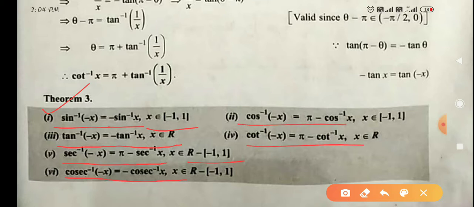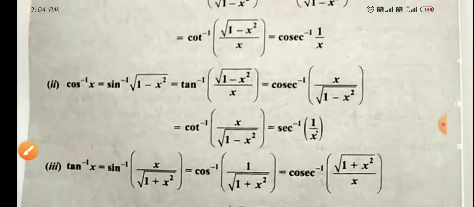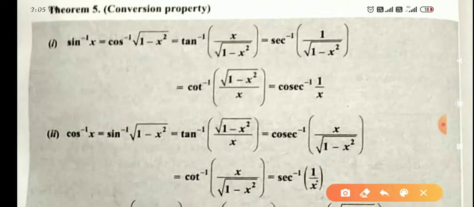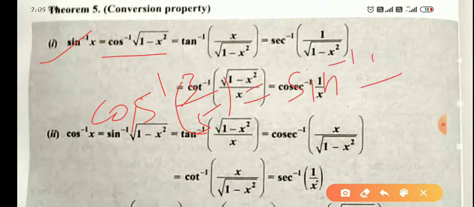So these properties you have to learn. In the question they can be applied if they are needed. Next property is coming, a very important property. You can see sine inverse x can be written directly as cos inverse under root 1 minus x square. Just before, in the previous example, I converted cos inverse 3 upon 5 equals sine inverse 4 upon 5. In the previous example I converted this.